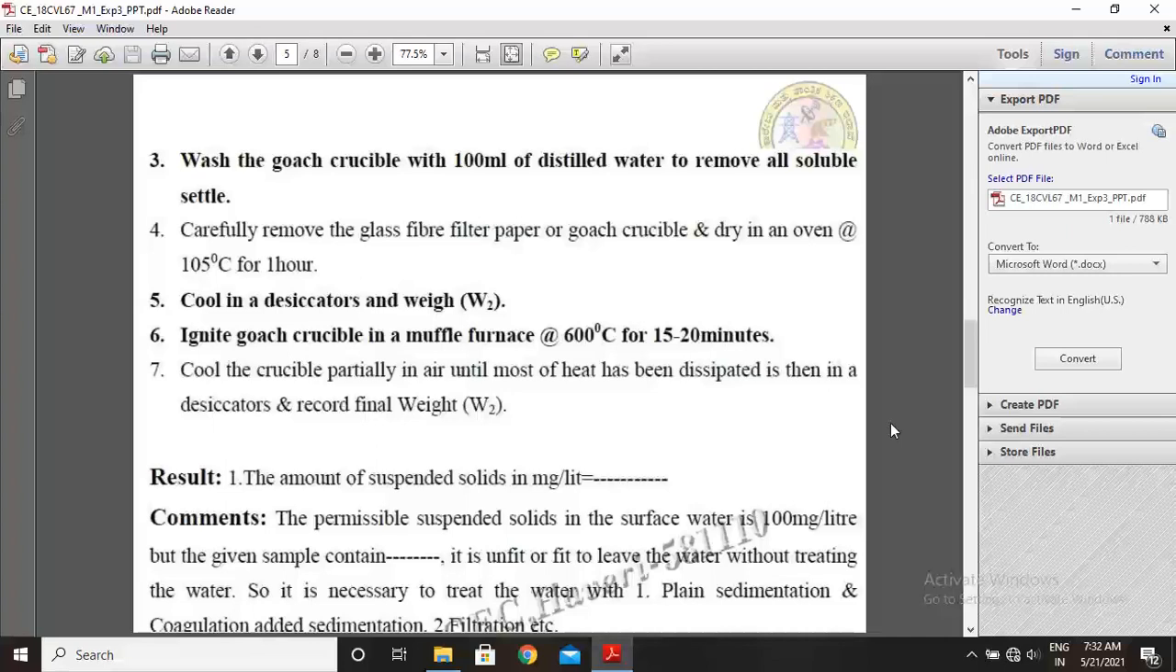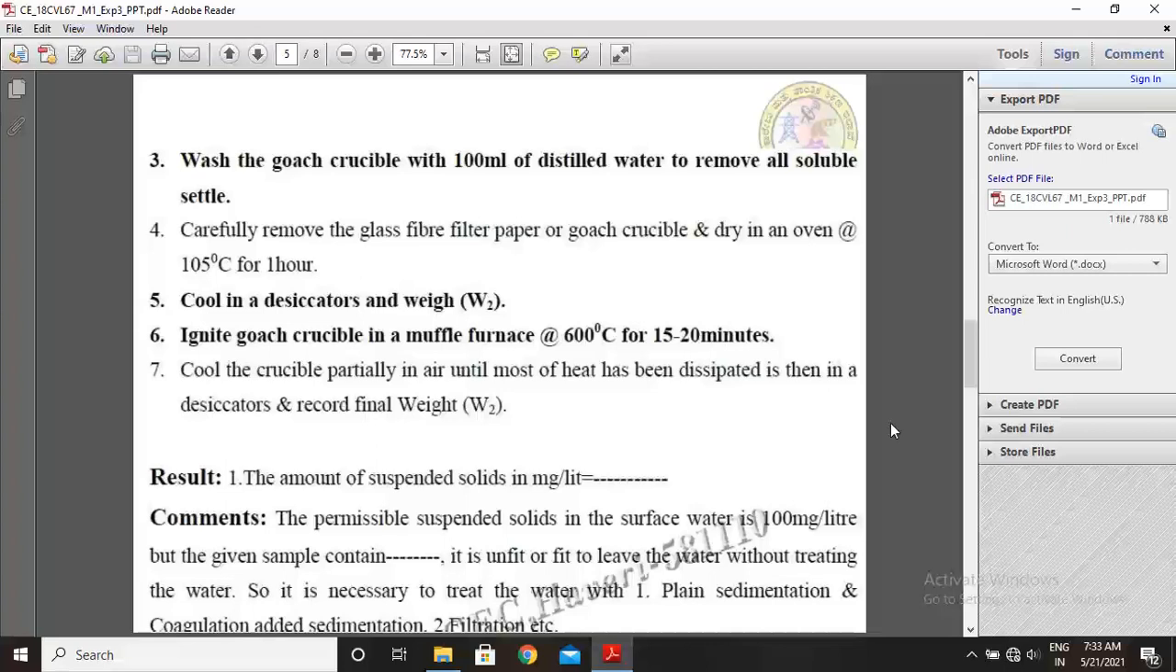Carefully remove the glass fiber filter paper or gauge crucible and dry in an oven at 105 degrees centigrade for 1 hour. Cool in a desiccator and weigh, that is W2 grams.